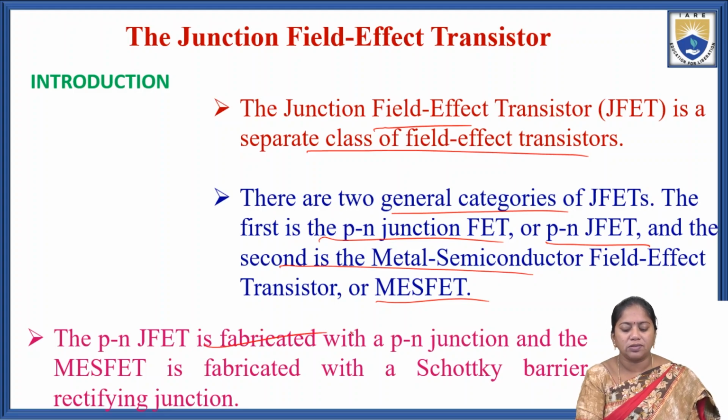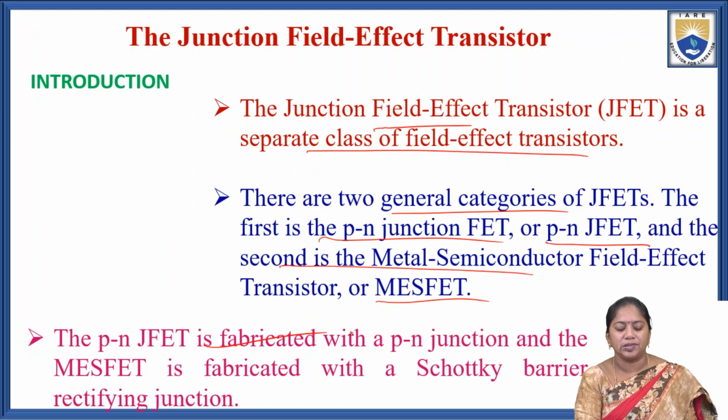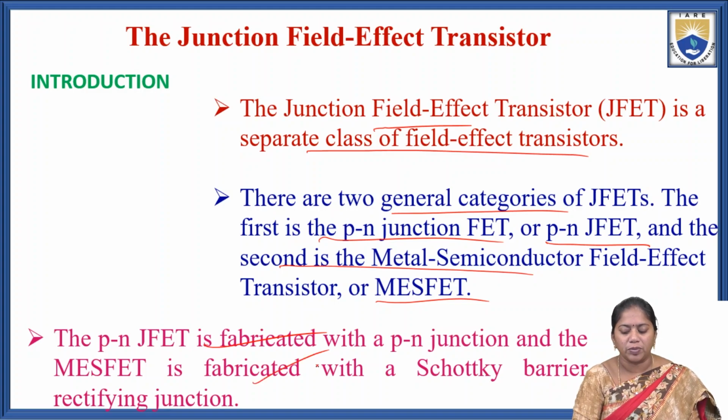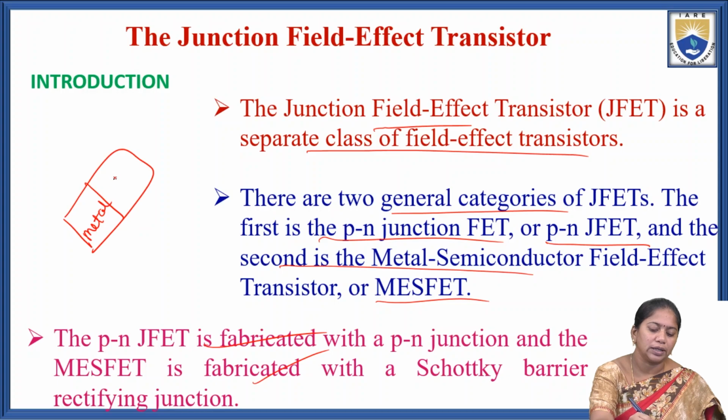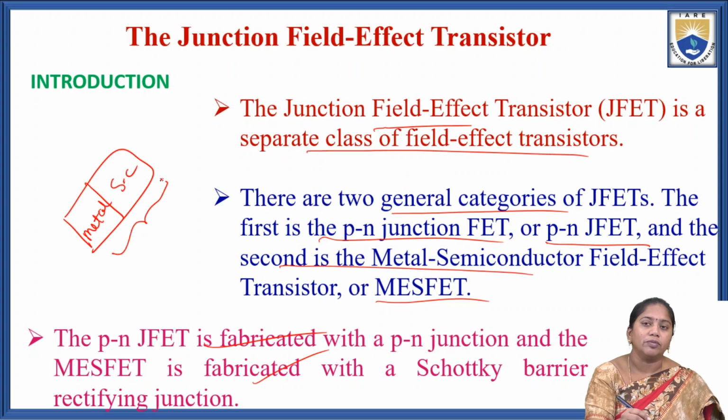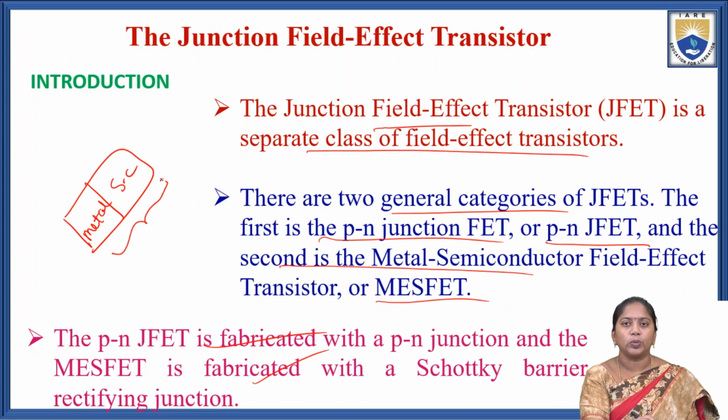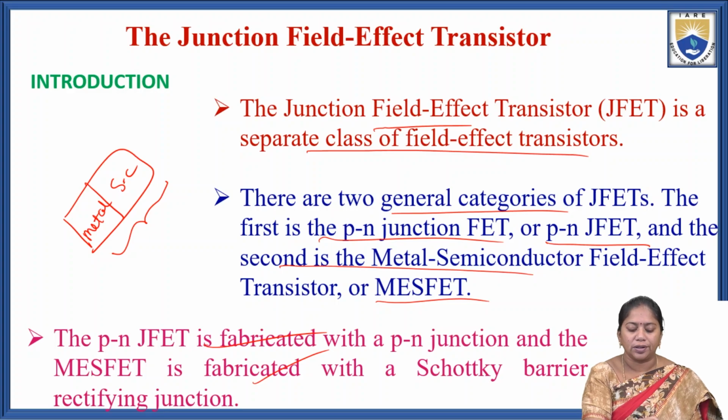The PN JFET is fabricated with a PN junction, and the MESFET is fabricated with a Schottky barrier rectifying junction, that is, a metal semiconductor junction. This is metal, this is semiconductor. The metal semiconductor contact is simply called the Schottky barrier. That type of FET is known as the MESFET.